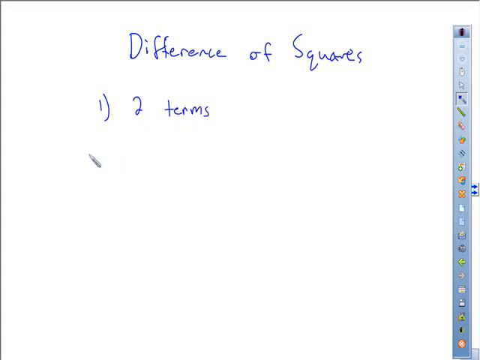All right. The next type of problem we're going to talk about is called difference of squares. Now, for difference of squares, there are a few requirements to be met in order for a problem to be a difference of squares. One, there are 2 terms. 2, it has to be a minus sign. And 3, there must be a minus sign in between the 2 terms.